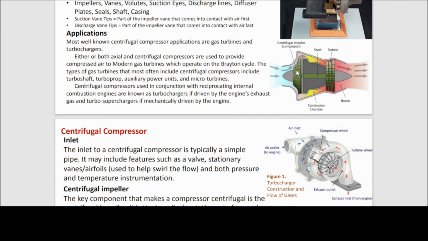Now here also you can see this is the centrifugal impeller or compressor, and here it is the combustion chamber where this compressed air is fed. By using this combustion chamber, exhaust gases are passed through the nozzle and through the turbine also. This turbine makes use of these combustion gases, and it is coupled with the centrifugal compressor, and part of the work is given to this centrifugal compressor. That's it.